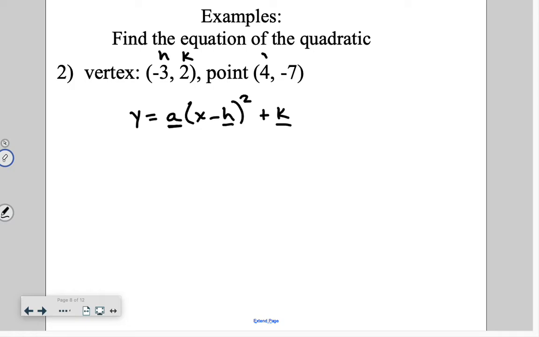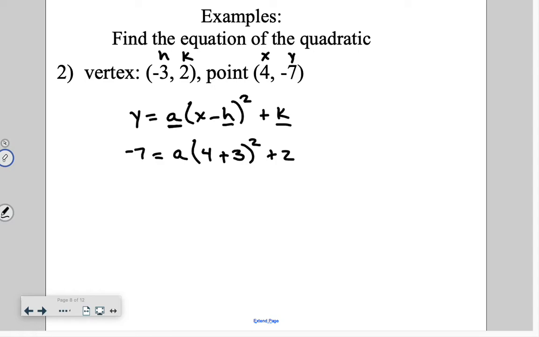So this point is some x and y. Let's plug everything in and we'll solve for a. Y is your y coordinate of your point. That's -7. We said we're looking for a, so I'm going to leave that in there. X is the x coordinate of a point on the graph, so that's 4. If I'm subtracting the value of h, that turns it into a plus sign. We're subtracting a negative, so we're adding 3. And finally, plus k, your y coordinate, which is positive 2.